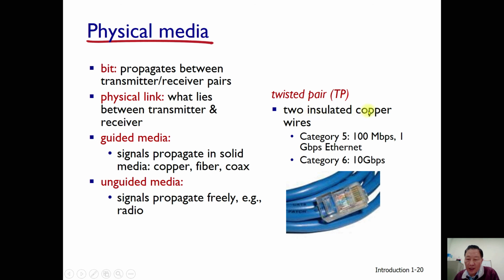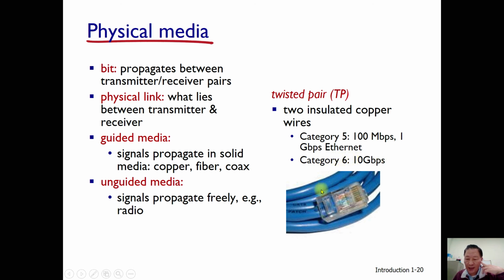Here, two insulated copper wires. Category 5, depending upon their speed and their electrical and mechanical characteristics, is a little bit different in terms of electrical characteristics. Especially category 5, the speed is around 100 Mbps and 1 Gbps Ethernet line. For that, this one can be used. But usually category 6, that is 10 Gbps, is a little bit more expensive than this one, because that is providing the higher speed.